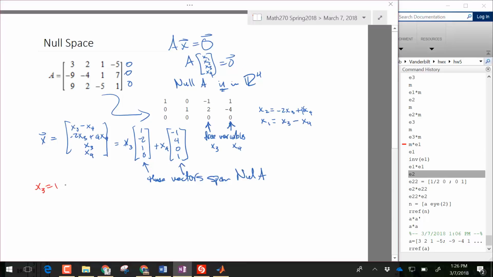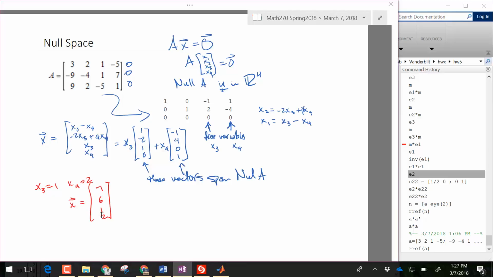x3 equals 1, x4 equals 2. So x equals 1, and then this is times 2. So 1 minus 2 is -1. -2 plus 8 is 6. This is 1, and this is 2. Okay? So this vector is a vector in the span of those two vectors, right?